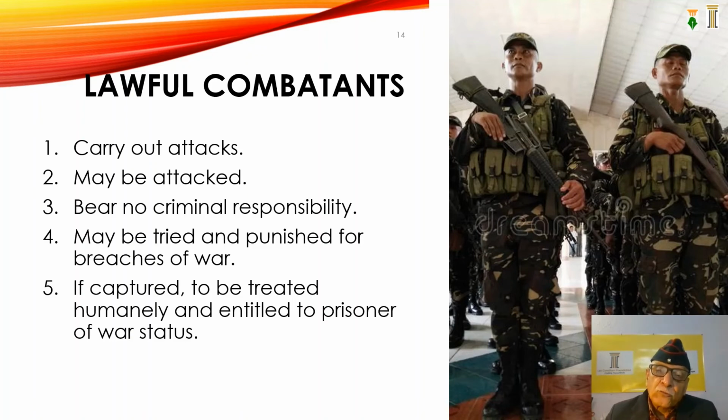So if they are soldiers who are part of the regular army or militia or the defense forces, and if they overlook the laws of war or international humanitarian law provisions, they can be tried and punished if found guilty, and they have the protection that in case they are captured, then they are to be treated humanely and they are entitled to prisoner of war status. That is their privilege.